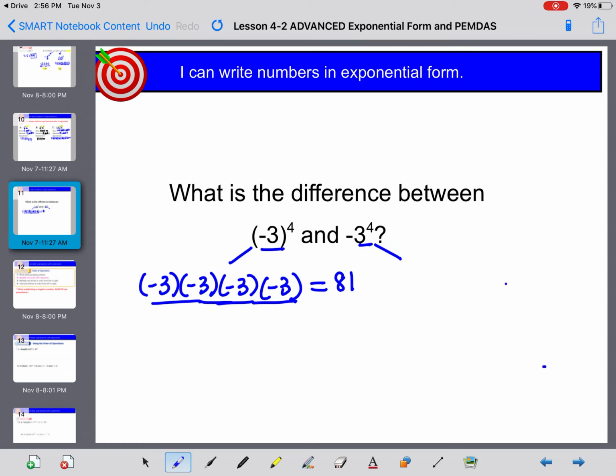Without the parentheses, only the 3 is my base being multiplied repeatedly 4 times. 3 times 3 times 3. And there's a negative sign out in front. So 3 times 3 times 3 times 3 is 81, and there's still that negative sign. Do you see that the answer to the second one is negative 81, and the answer to the first one is a positive 81? Make sure that you have a good understanding of the difference.